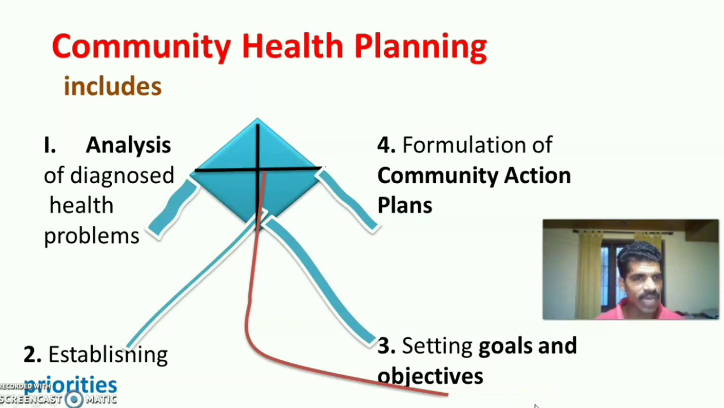The first step is analysis of diagnosed health problems. Second step is establishing priorities. Third step, setting goals and objectives. Fourth one is formulation of community action plans. So there are 4 steps of community health planning: analysis of diagnosed health problems, establishing priorities, setting goals and objectives, and formulation of community action plans. Let us discuss one by one.